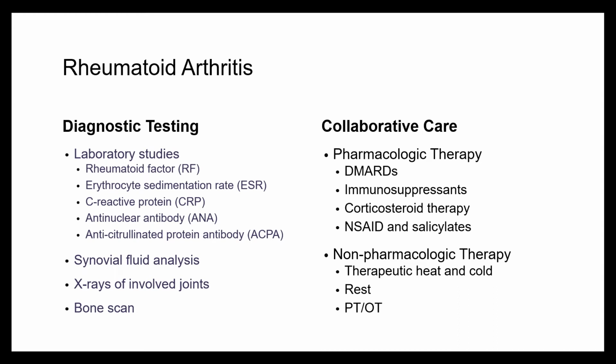Diagnosis of rheumatoid arthritis consists of a collection of multiple different types of laboratory tests. Rheumatoid factor, the erythrocyte sedimentation rate, and C-reactive protein are all going to be used to look for signs of inflammation and signs of an autoimmune disease. In addition, the anti-nuclear antibody is also going to be another test that can be done to look for evidence of an autoimmune disorder, as well as the anti-citrullinated protein antibody, which is also going to be used to look for the presence of an autoimmune disorder.